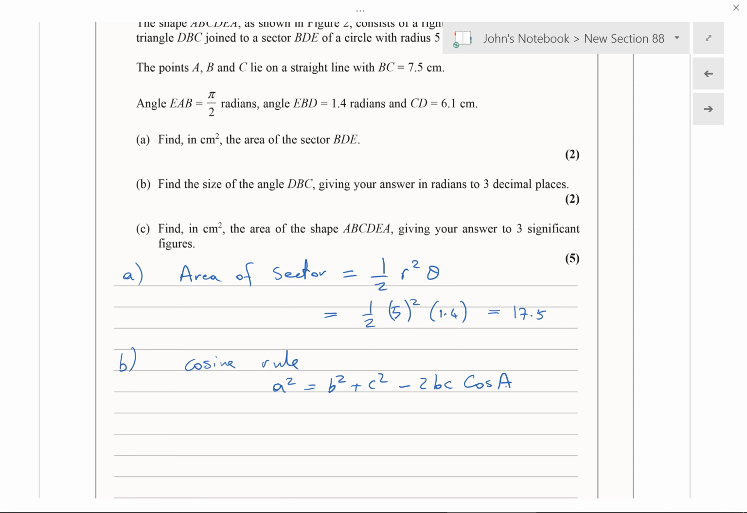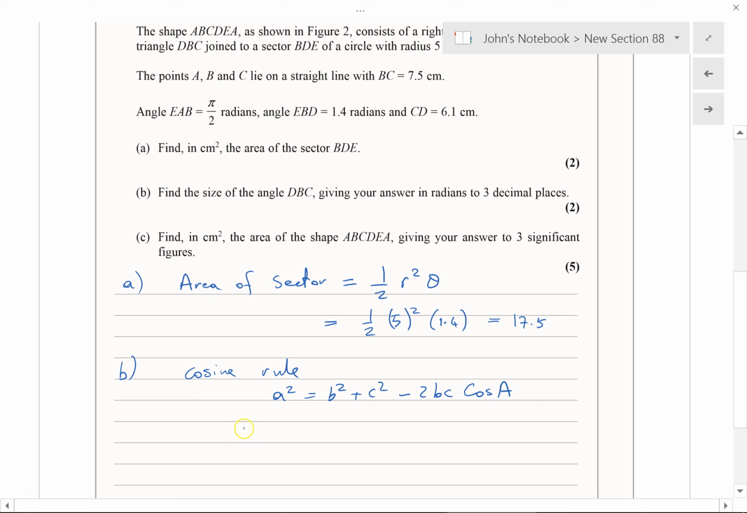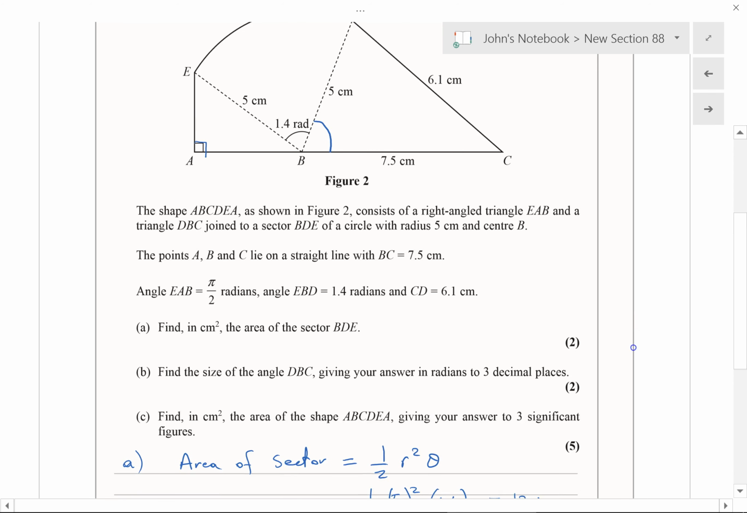Because we want to find the angle here, we might rearrange this before we put the symbols in. Cos A is equal to b squared plus c squared minus a squared over 2bc. Or we can put the numbers in and then rearrange afterwards.